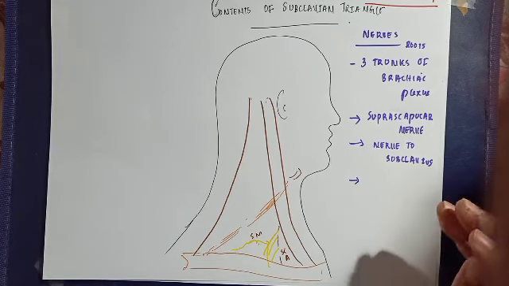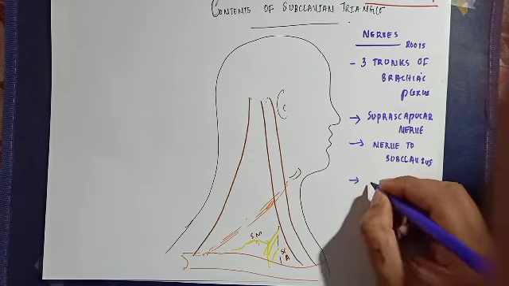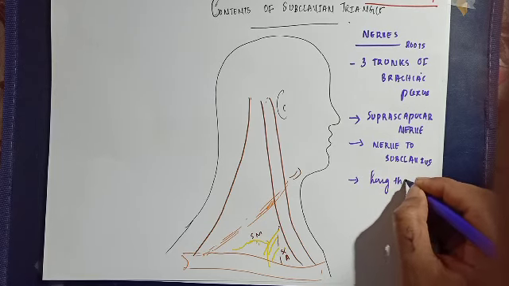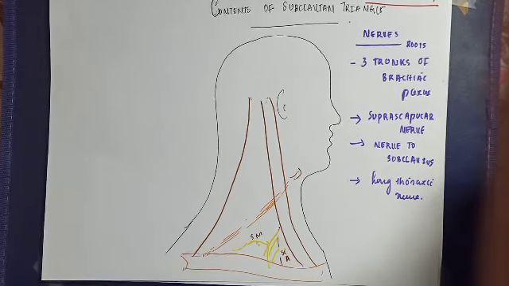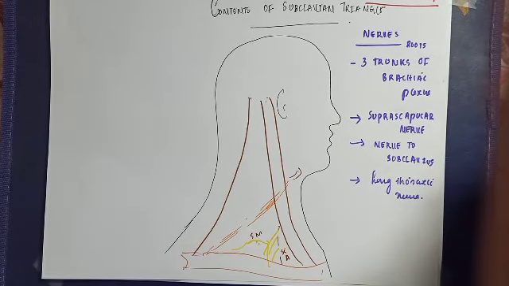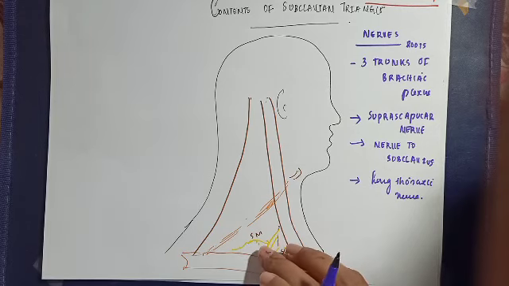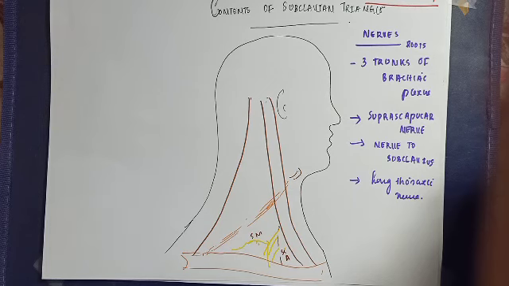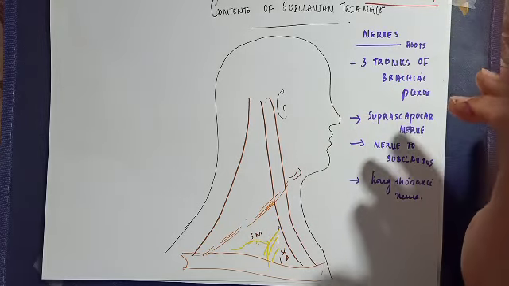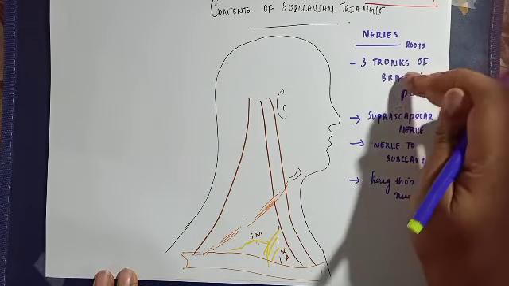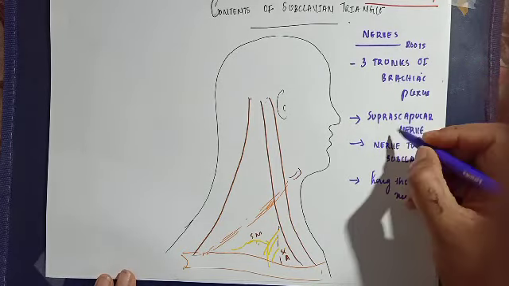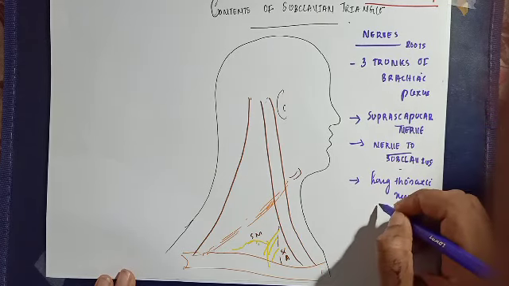Another branch, which emerges from the root of the brachial plexus, is the long thoracic nerve. You should know that the three trunks of the brachial plexus emerge between the scalenus anterior and scalenus medius, and they carry along with them the axillary sheath. Actually the axillary sheath consists of the brachial plexus and the subclavian artery. So you have seen the nerves in this region: the root and trunk of the brachial plexus, suprascapular nerve, nerve to subclavius, and also the long thoracic nerve.